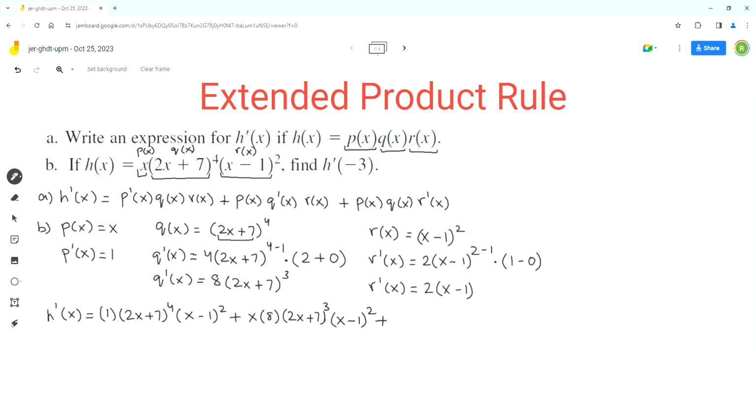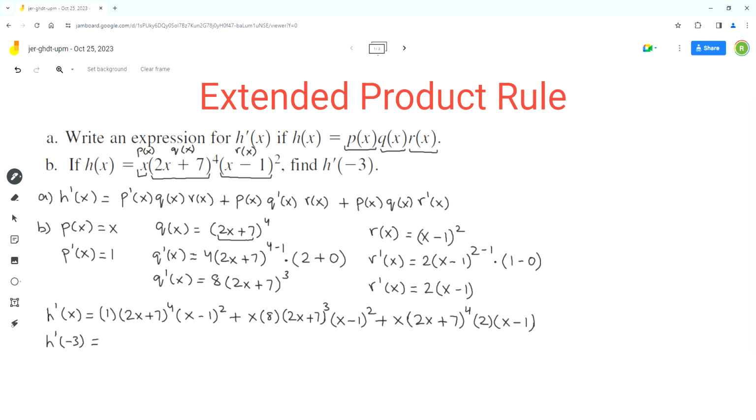Now plus the first function x times the second function, which is (2x plus 7) exponent 4, times the derivative of the third function, which we got as 2 times (x minus 1). So this is the expression for h prime at x. Now since we have to find h prime at negative 3, in the next step we'll sub in x as negative 3.